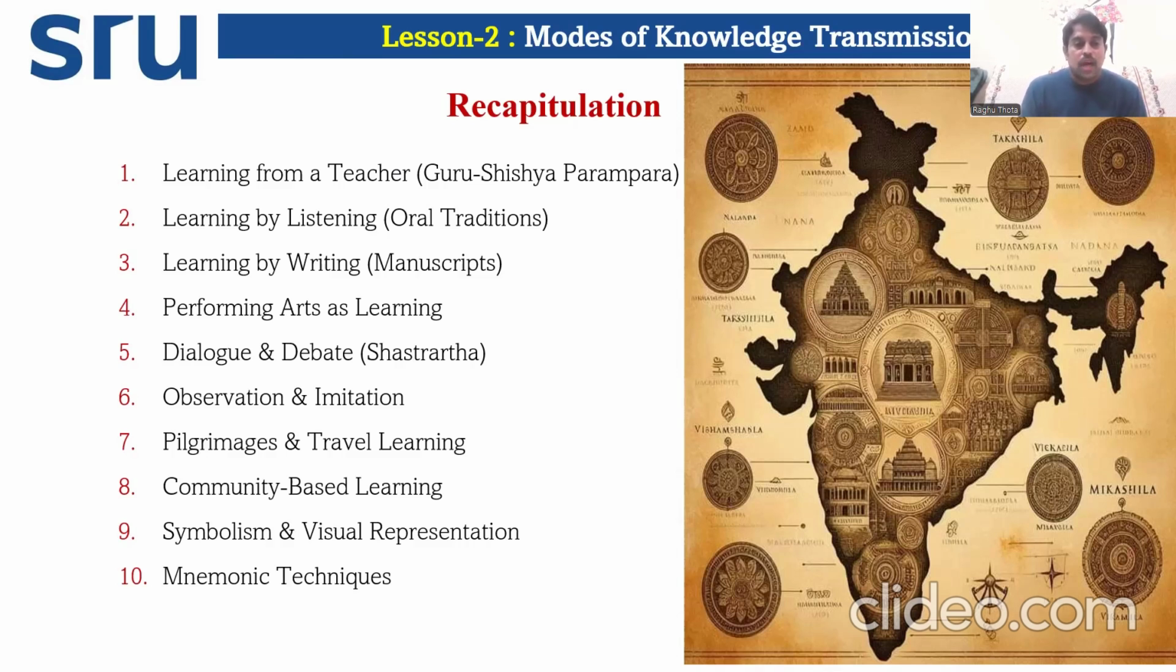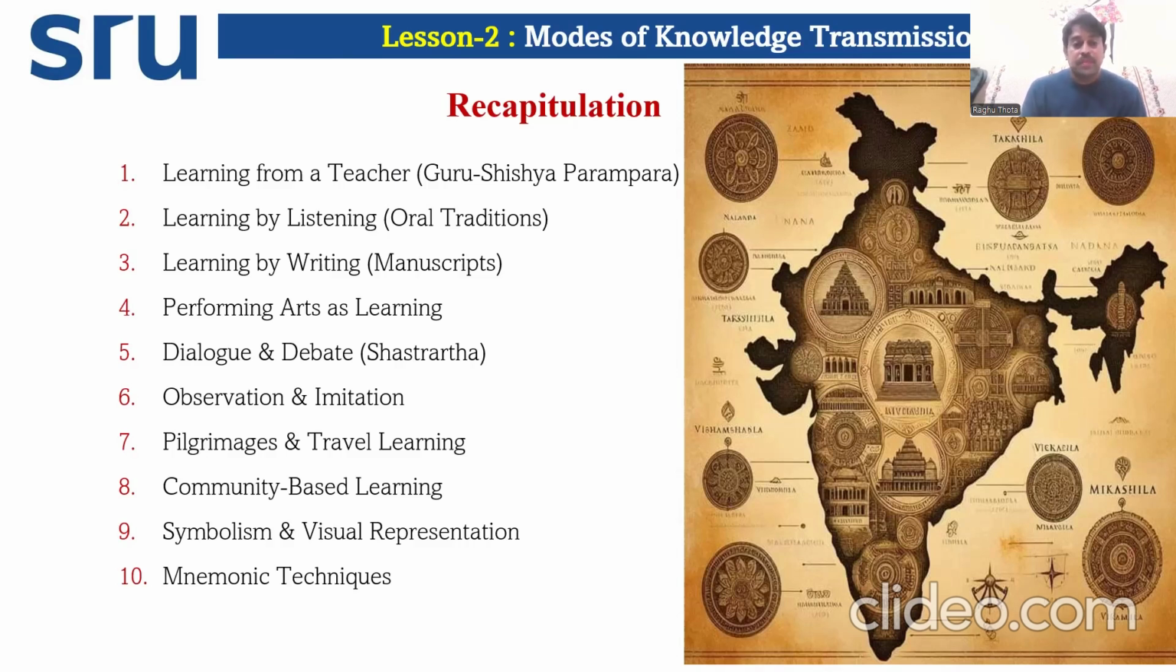And the sixth one is observation and imitation. One of the best examples is the story of Ekalavya. Dronacharya refused to take him as a student because he did not belong to the king's community. But he didn't want to give up. By observing Dronacharya's teachings from a far distance, he learned archery and became an expert in it. It was possible through observation and imitation, and that is one of the ways in ancient times to learn from gurus.